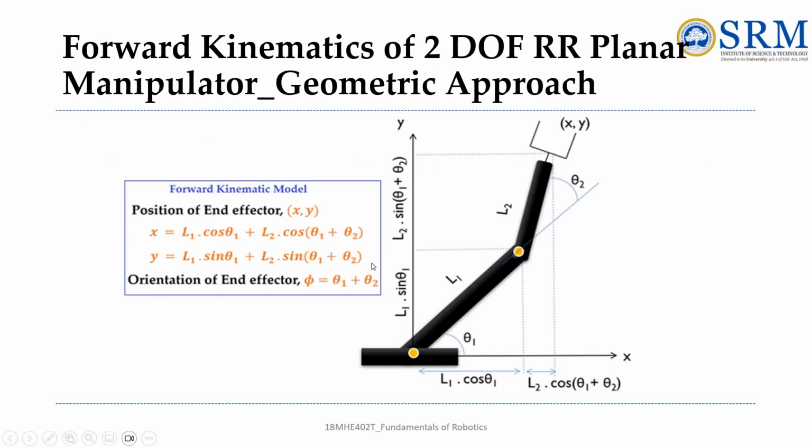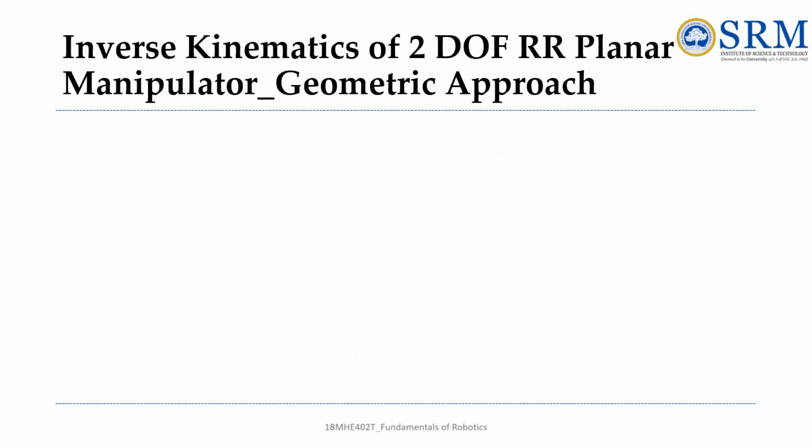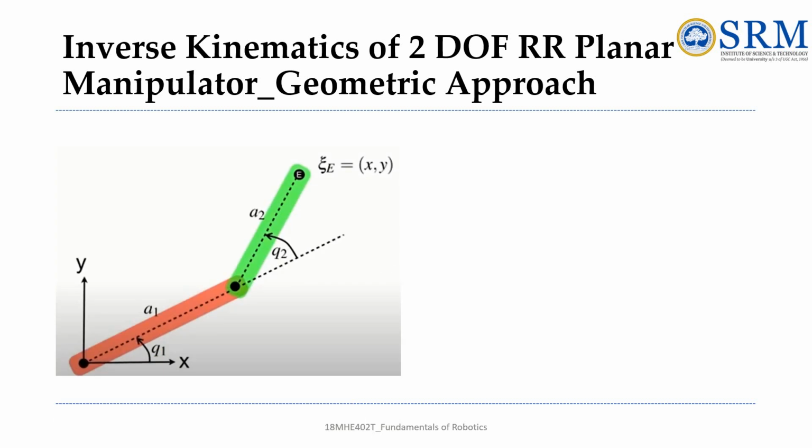Next, we have seen the forward kinematics of a 2 degree of freedom RR planar manipulator using the geometric approach, and we found the position and orientation of the end effector. Now we will do the inverse kinematics of the same manipulator using the geometric approach.